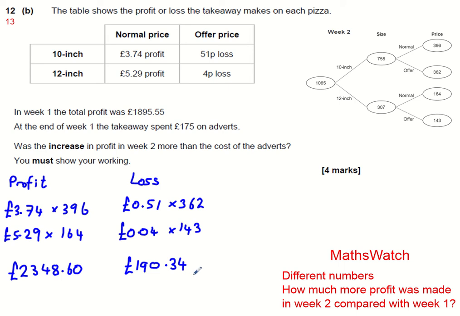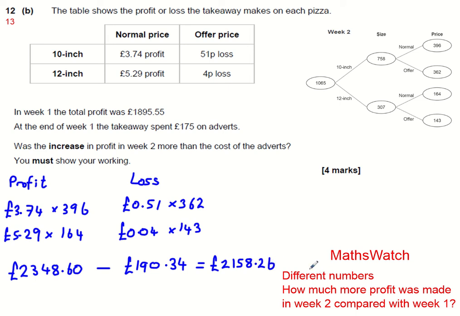£190.34. So to find out the total amount of profit in week 2, we need to subtract these answers from one another. So £2,348.60 minus £190.34 means that the total profit for week 2 is £2,158.26.